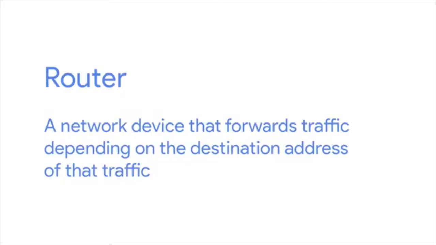From a very basic standpoint, a router is a network device that forwards traffic depending on the destination address of that traffic. A router is a device that has at least two network interfaces, since it has to be connected to two networks to do its job. Basic routing has just a few steps.